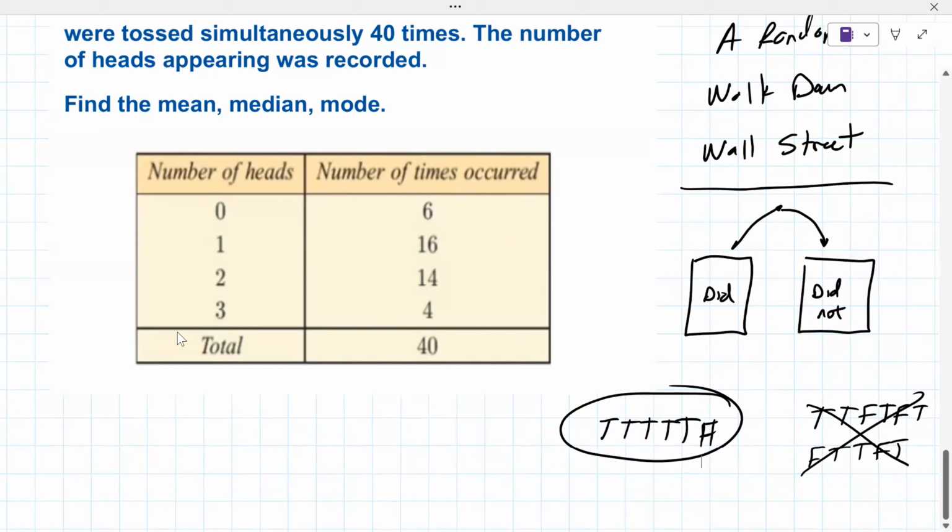Now, this table is different than the other ones. This is not your data. It's saying you got 0 heads 6 times. So your data is actually 0, 0, 0, 0. That's your data.